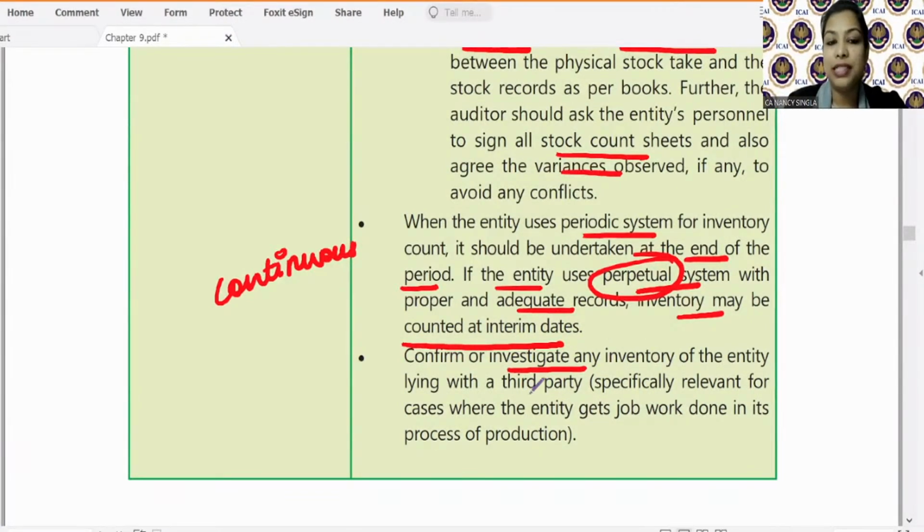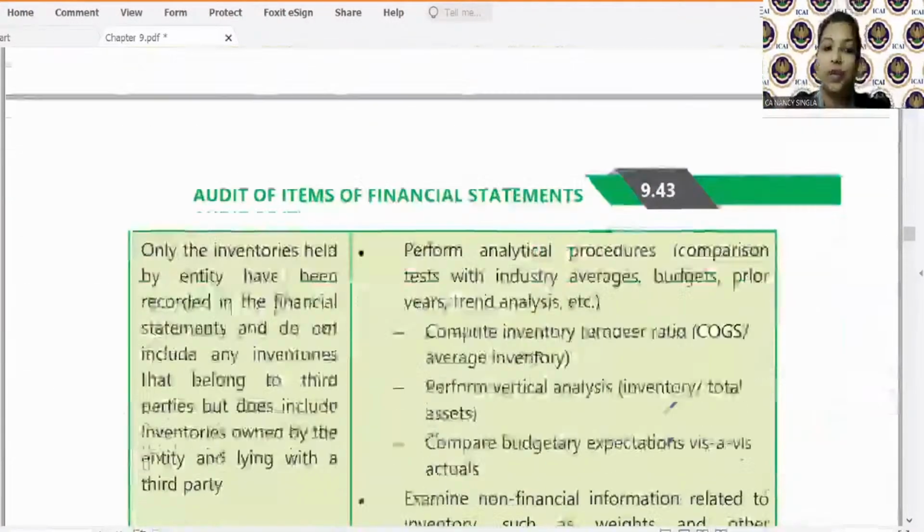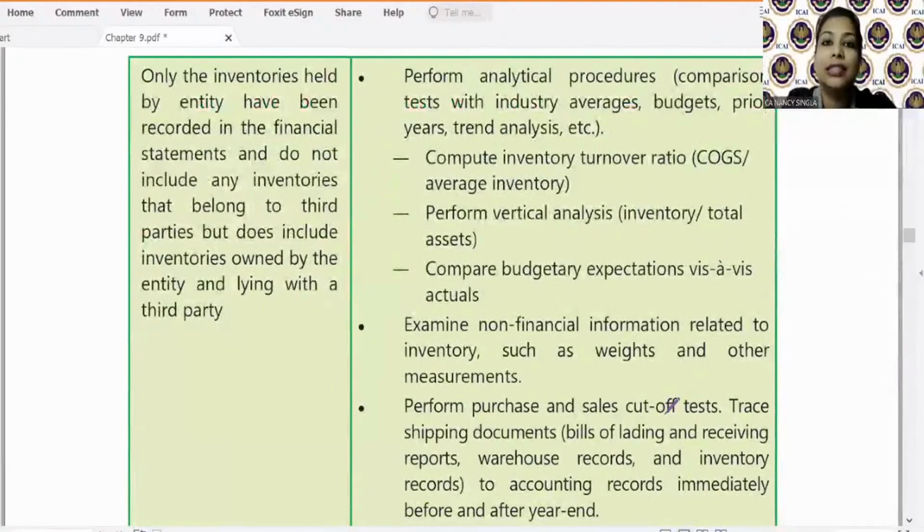And if an inventory is lying with a third party, like job work, transporter, warehouses, the auditor will perform various procedures as are given in SA 501. What are the analytical review procedures? You may get a question that what analytical review procedures the auditor can perform with respect to the inventories. So, inventory turnover ratio.